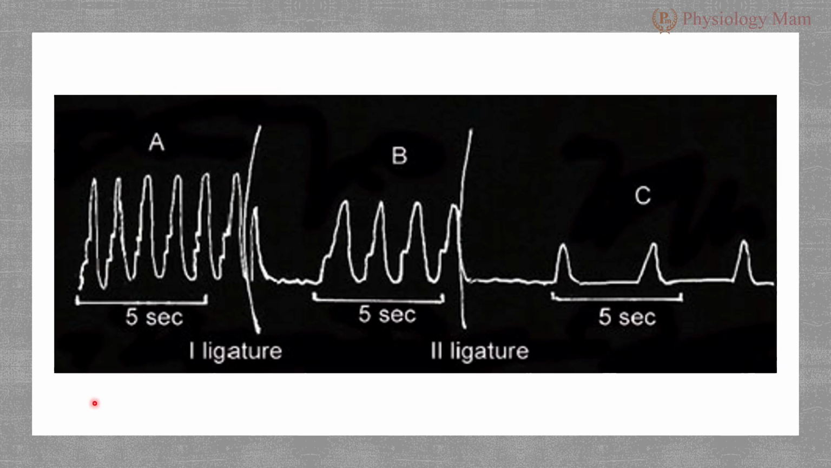The overall recording which we see here is, first, the normal cardiogram, which is recorded for 5 seconds, and you can check here there are actually 1, 2, 3, 4, 5 and 6 heartbeats. But after you have applied the first ligature, you are able to record a lesser number of heartbeats, and even fewer after you have applied the second ligature.